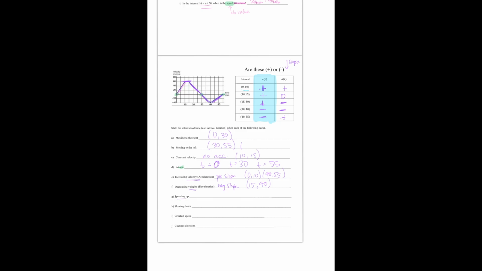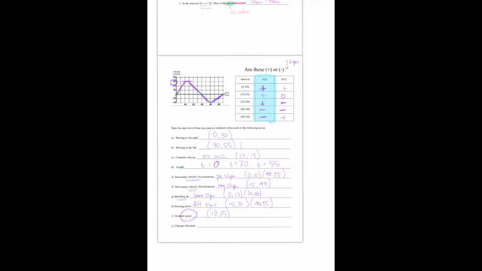Speeding up is going to be when in your table you have same signs. This is the same thing as that number line analysis we did earlier. It happens from 0 to 10 and 30 to 40. Slowing down is when it has different signs, which happens from 15 to 30, 40 to 55. The greatest speed, keep in mind that's absolute value, happens in the interval from 10 to 15.